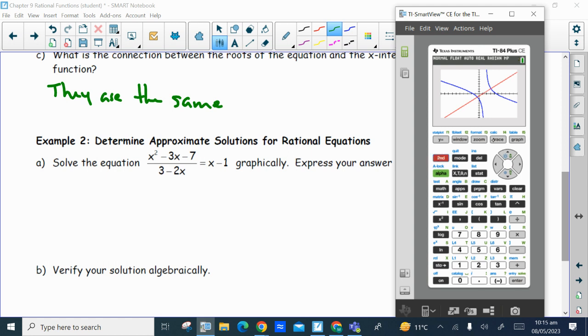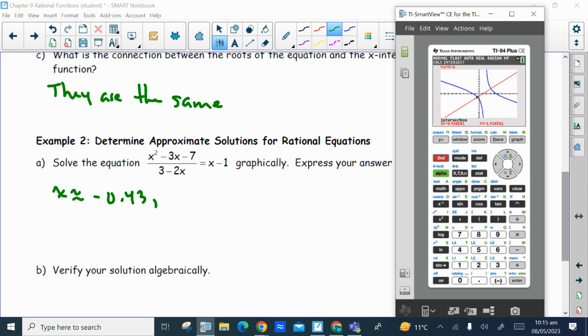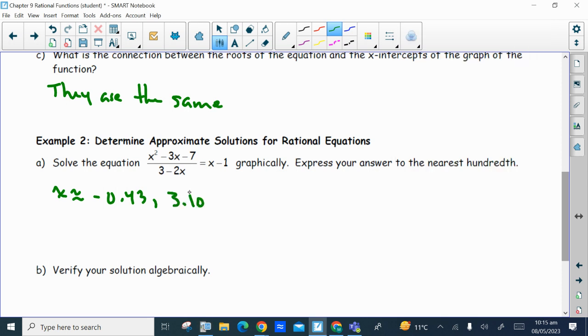So second function trace, number 5 for intersect, enter, enter, enter. So to the nearest hundredth, that's negative 0.43. And then the second one, I'll put my guess at positive 3, and it's 3.097. So we round that to the hundredth, it'd be 3.10 approximately.